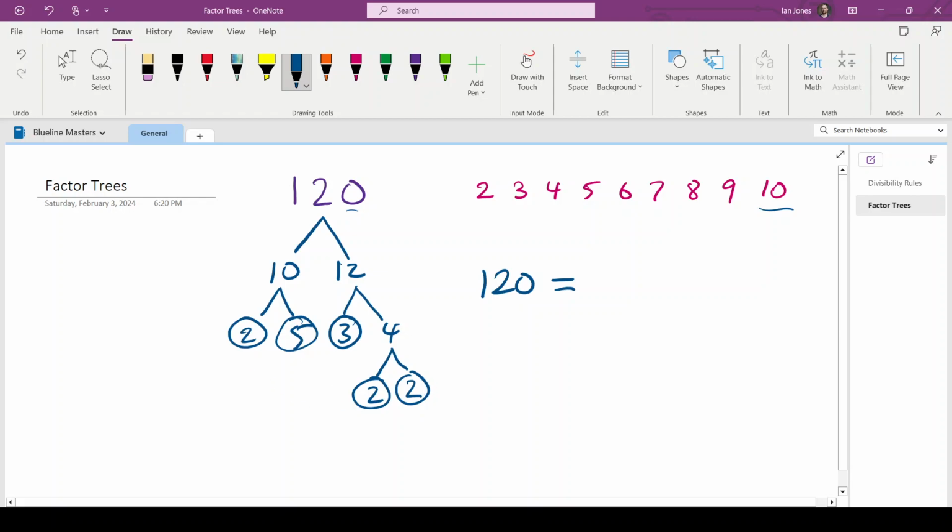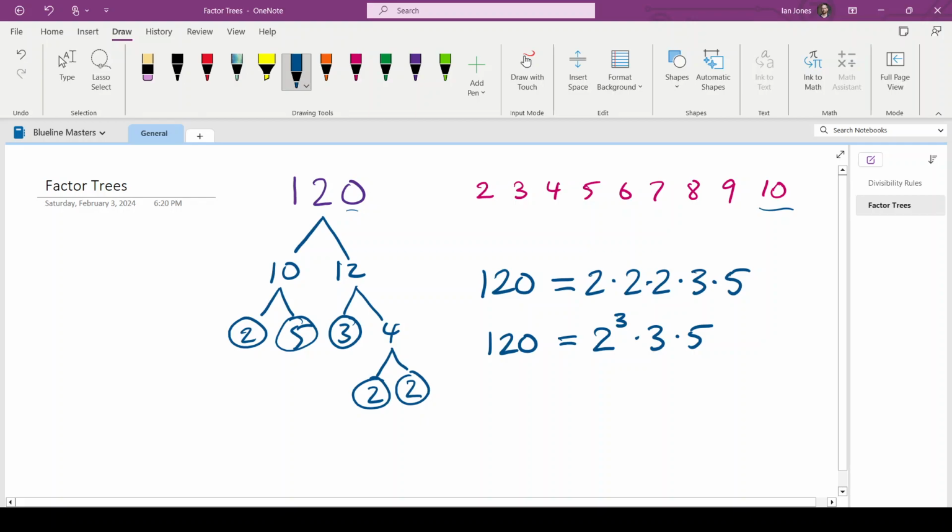Or I'm going to arrange it in numerical order. Lowest is 2. We have 2 times 2 times 2 times 3 times 5. Okay? And if we multiply that back out, we'll get 120. Some people like to write this as 2 to the exponent of 3 times 3 times 5. That's also totally legitimate. We have 2 times 2 times 2. That's the same as 2 to the exponent of 3. This is just an alternative way of writing the prime factorization.